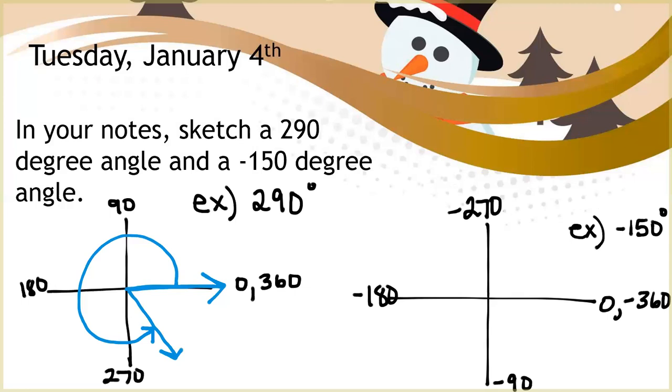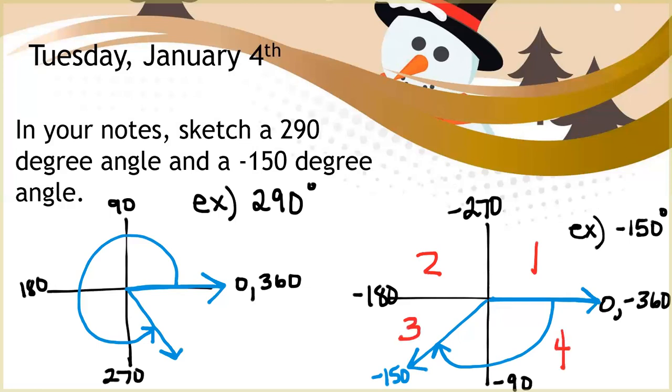It doesn't matter if we're rotating clockwise or counterclockwise. The numbers for our quadrants do not change. So this negative 150 is here approximately. And that is your angle. So your quadrants are always 1, 2, 3, 4. And again, it does not matter which direction you rotate.